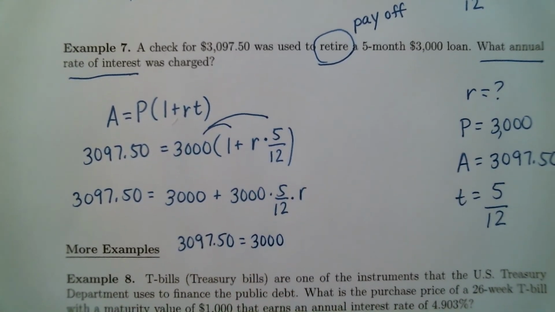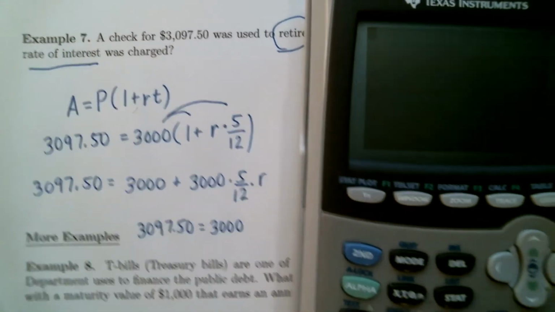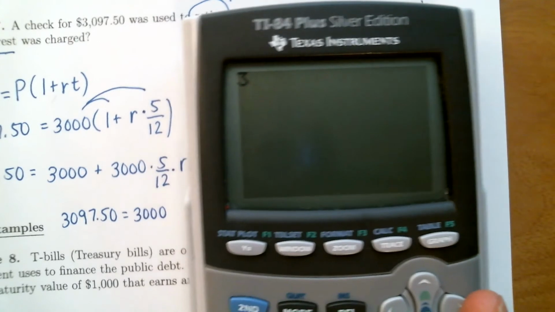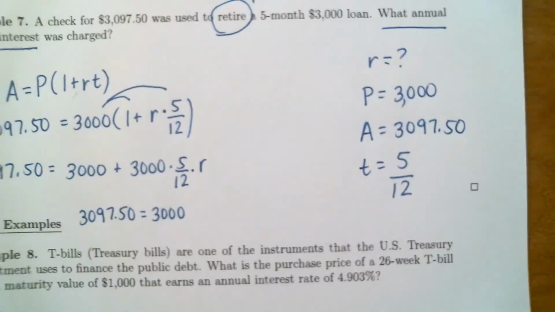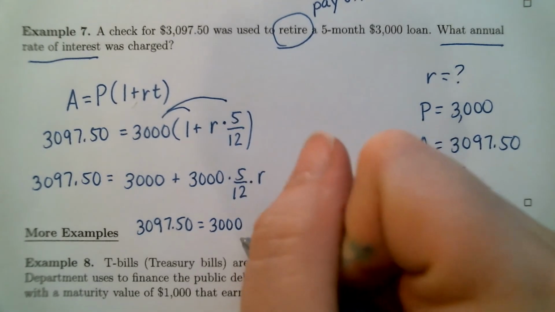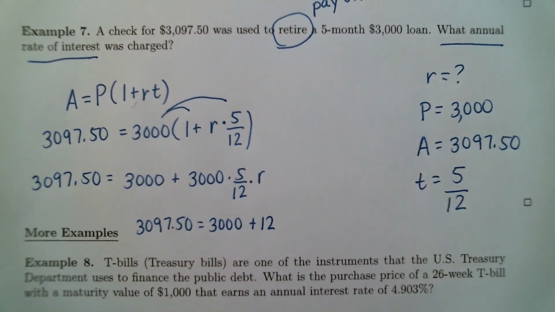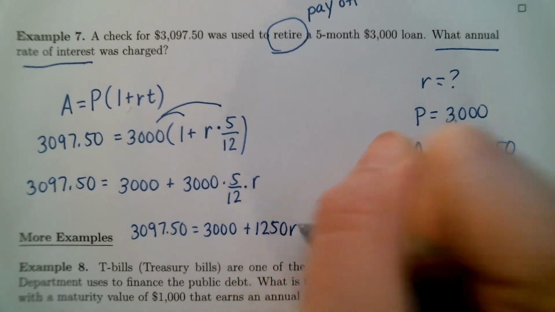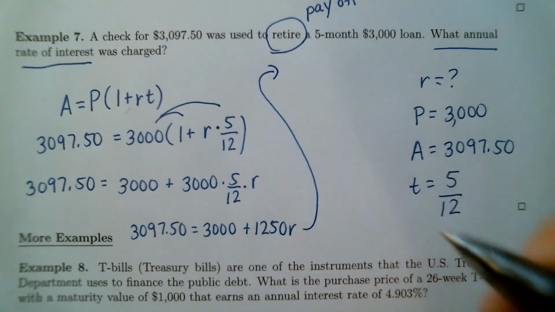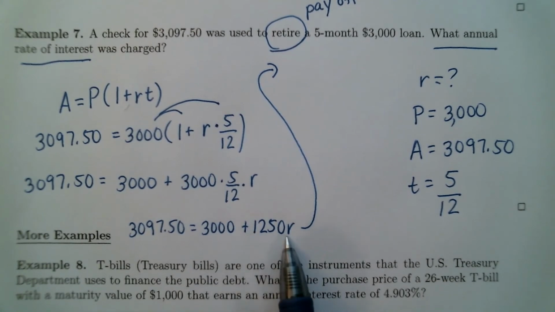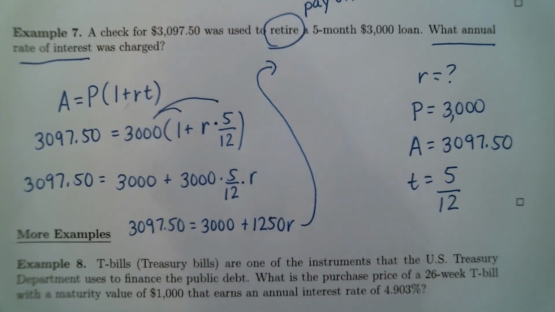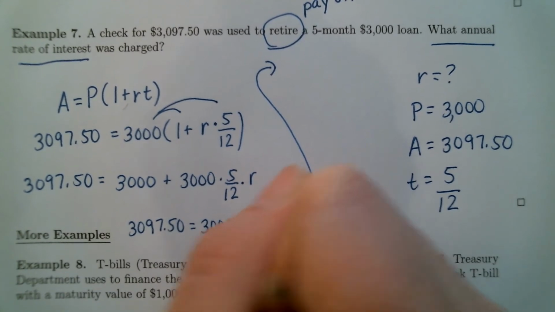I'm going to go to my calculator and figure out what 3,000 times 5/12 is. That's going to give us $1,250. So plus 1,250 times R. And then if we want to solve this, we need to isolate this R. So the first thing we can do is we need to get this thing by itself. So we're going to move the 3,000 over. Since the 3,000 is positive, we're going to subtract it from both sides.